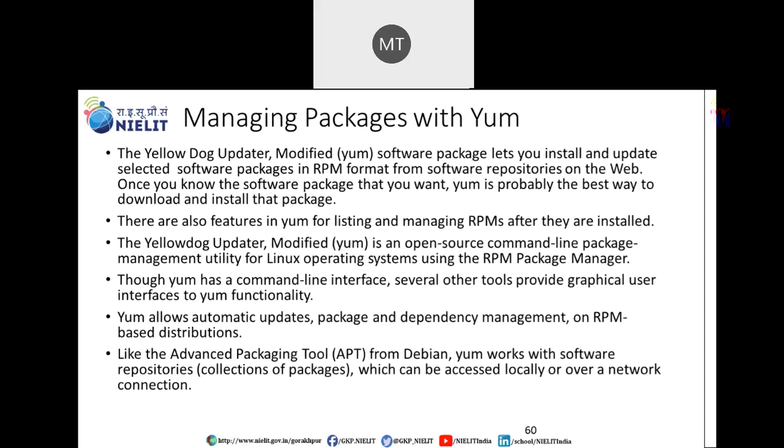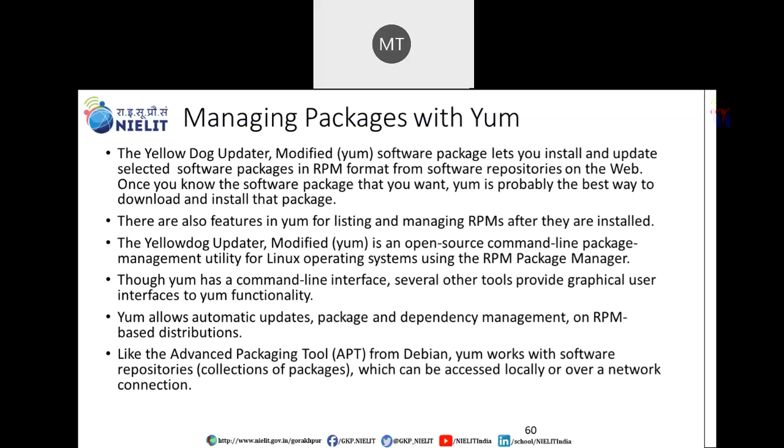Managing packages with yum. If you want to install any software on a Linux system, you can use the yum command. Yum stands for Yellowdog Updater Modifier. It lets you install and update selected software packages in RPM format. RPM denotes Red Hat Package Manager. Just as Microsoft Windows uses .exe, here we use the RPM format.